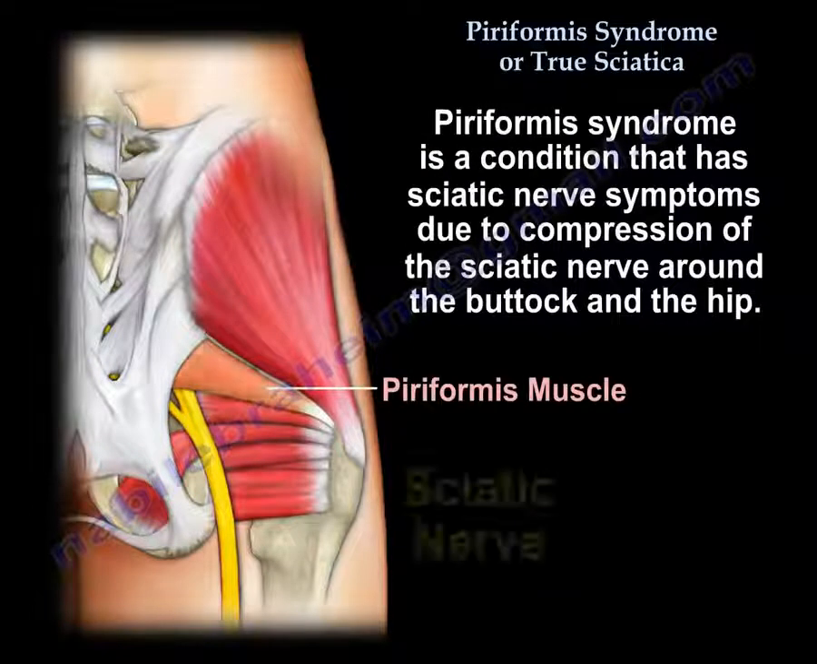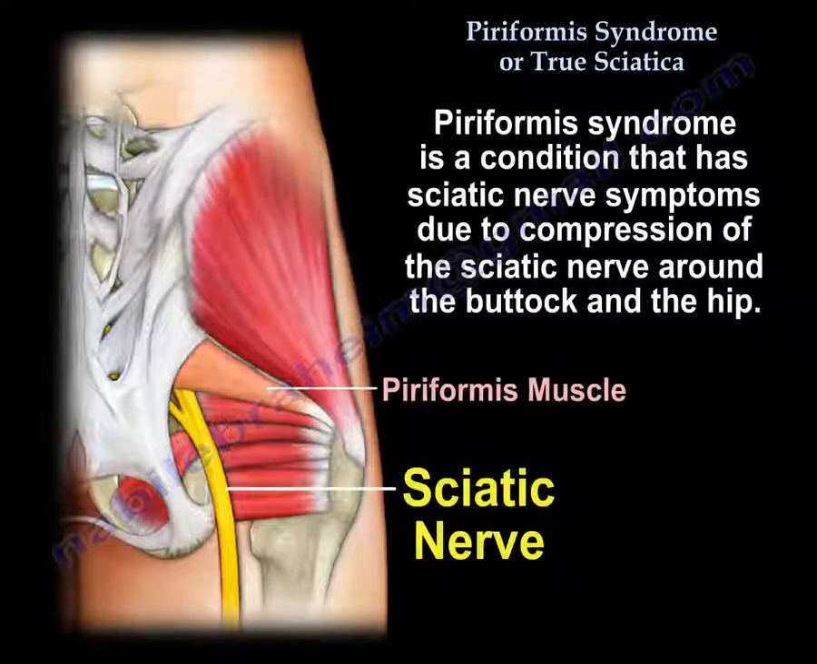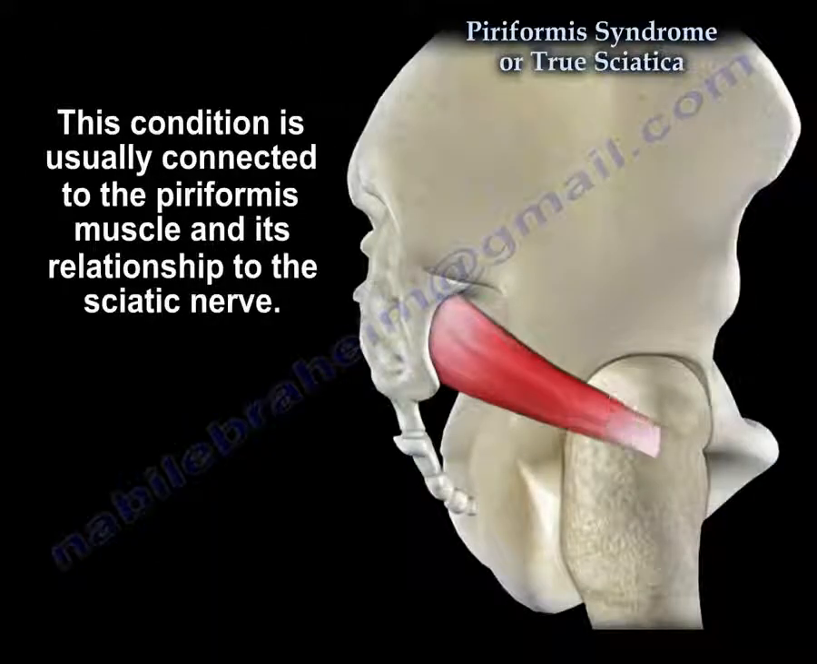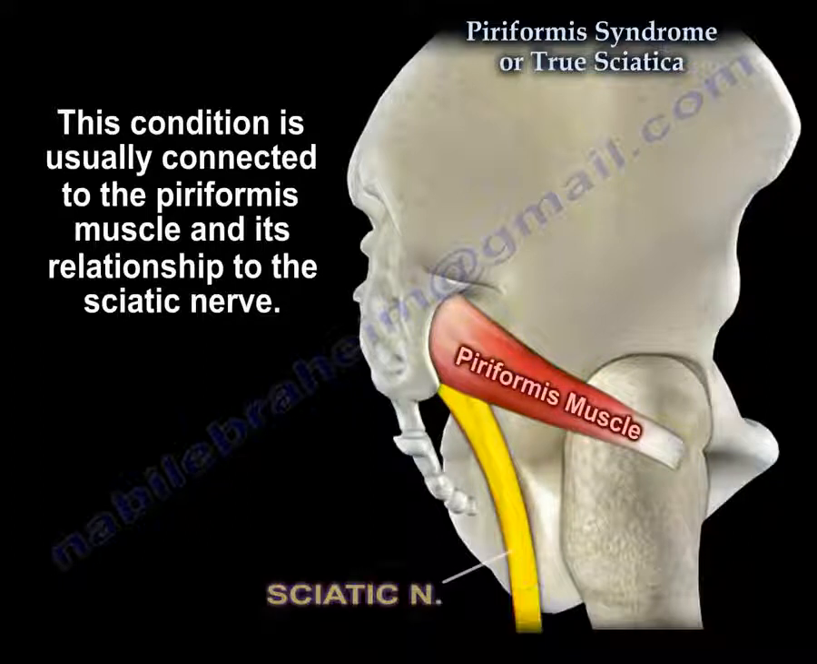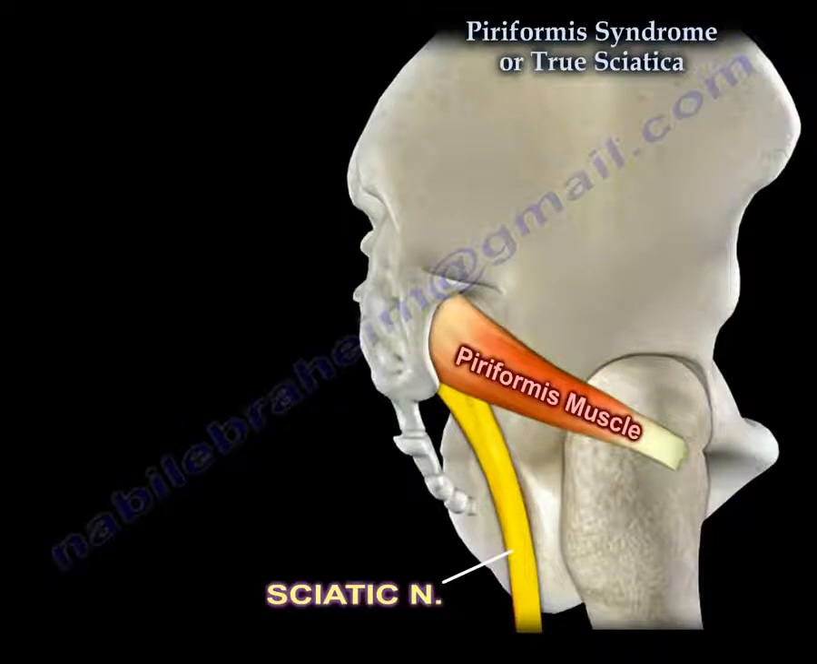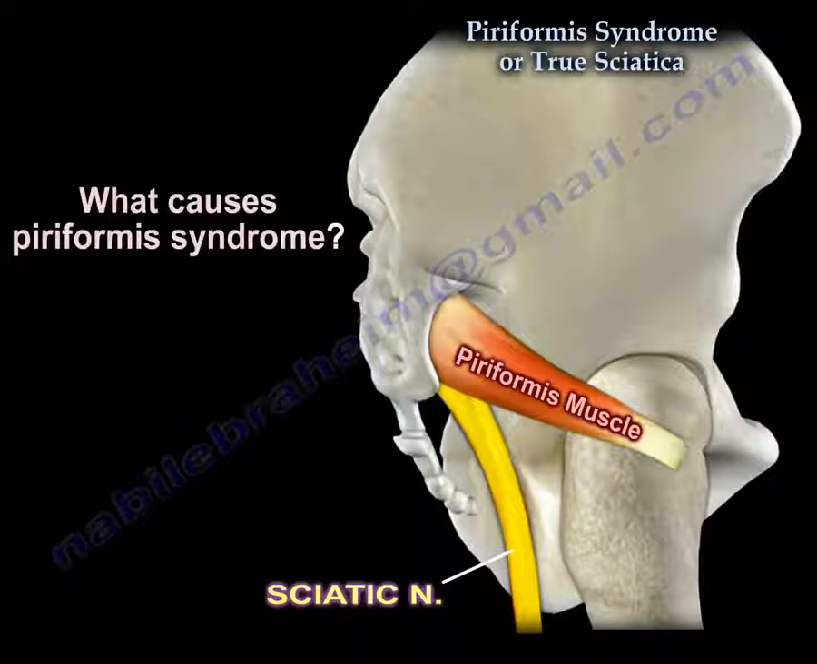Piriformis syndrome is a condition that has sciatic nerve symptoms due to compression of the sciatic nerve around the buttock and the hip. This condition is usually connected to the piriformis muscle and its relationship to the sciatic nerve. The muscle runs from the sacrum to the hip, and it is in close proximity to the sciatic nerve. The nerve exits below it, and the nerve is anterior to it. So what causes the piriformis syndrome?